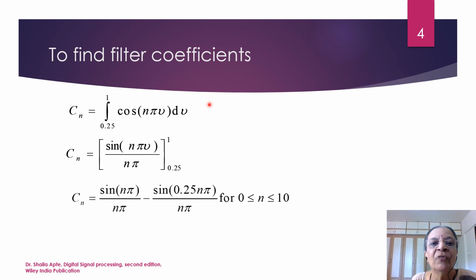Now to find the filter coefficients, we have to use this formula. Cn is equal to the integration from 0.25 to 1 of cos of n pi nu d nu. When you integrate, you will get sin n pi nu upon n pi. The integration is to be carried out, so you just have to substitute the end values 0.25 and 1 here. So you get this as the corresponding formula for Cn, and you have to calculate these values between 0 to 10. Because the coefficients are symmetrical, C of n is the same as C of minus n, and you can calculate 21 coefficients like that.